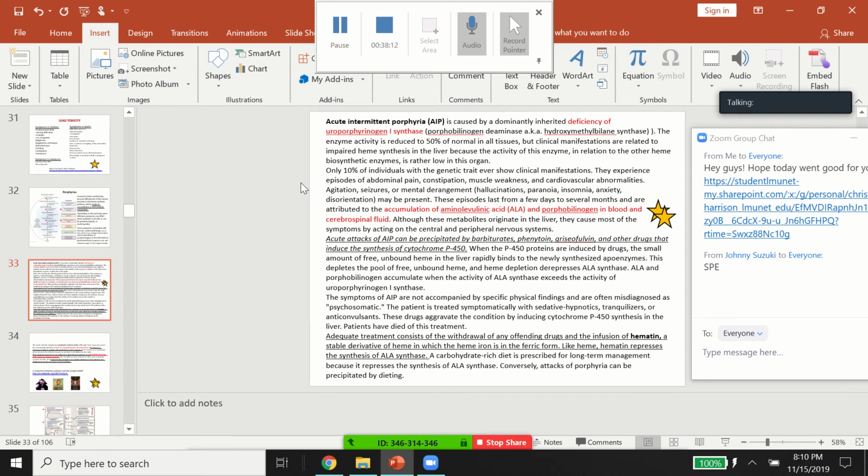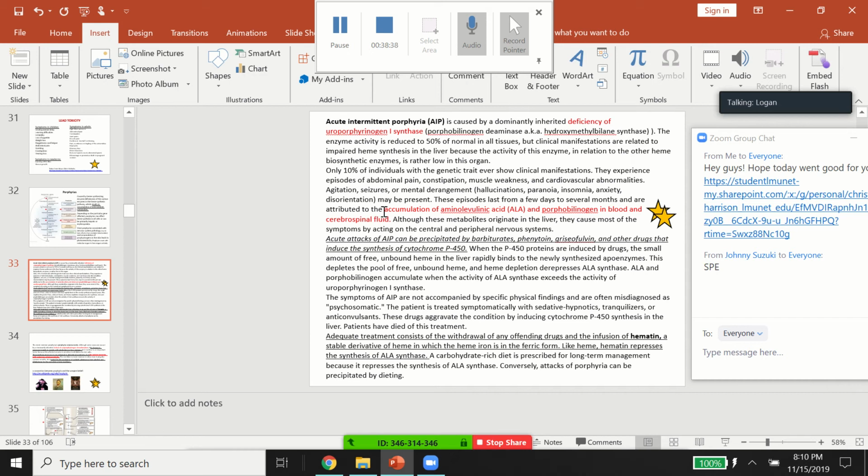All right. Anyway, I've put in red and underlined what I thought were the more important things in here from what I remember, especially in red. So acute intermittent porphyria. That is specifically a deficiency of uroporphyrinogen 1 synthase. So remember that enzyme along with AIP.